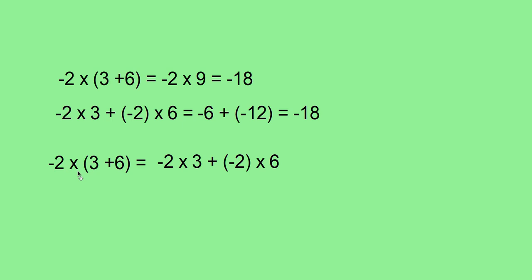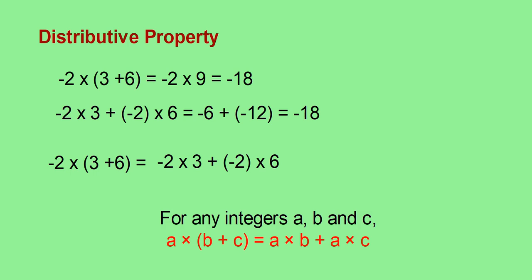That means negative 2 into (3 plus 6) you can write as negative 2 into 3 plus negative 2 into 6. This property we call the distributive property. So we can state the distributive property as: for any integers a, b and c, a into (b plus c) can be written as a into b plus a into c.